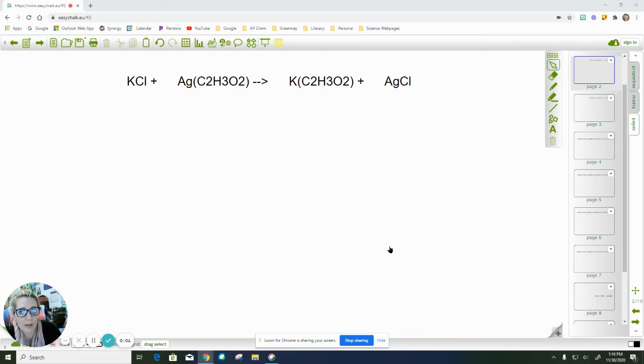Okay, net ionic equation review. So here we have potassium chloride and silver acetate making potassium acetate and silver chloride. First, we need to know, does this reaction take place?